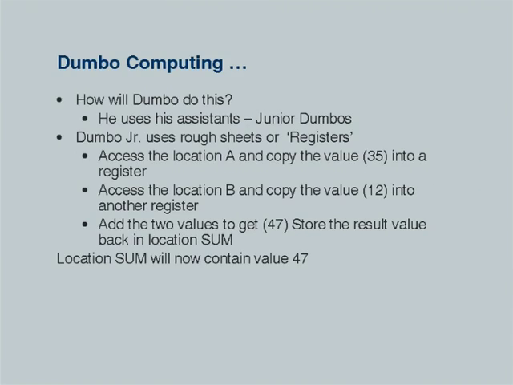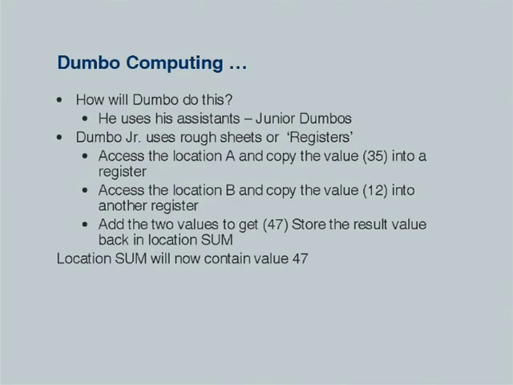This is an instruction that we give to Mr. Dumbo. Mr. Dumbo, being dumb, immediately goes into a huddle. How do I do that? So Mr. Dumbo again uses one of his assistants. Some junior Dumbos come in. Let's call him Junior Mr. Dumbo. What he does is he actually uses rough sheets, like I have these pieces of paper, to do the computation. Much like what you would do in a complex arithmetic. So whether it is simple or complex, Dumbo has no other way.